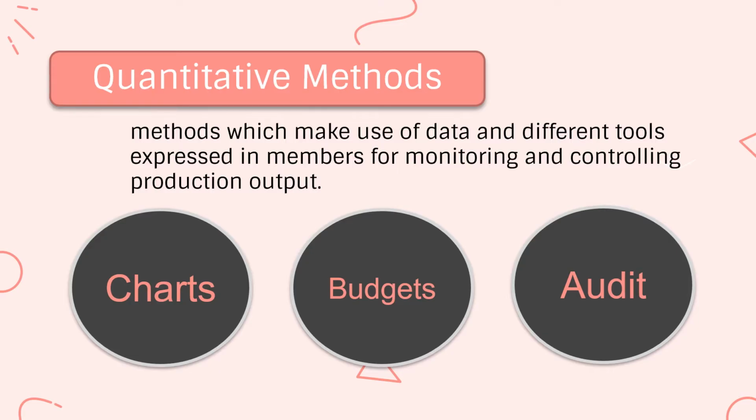Quantitative methods are methods which make use of data and different tools expressed in numbers for monitoring and controlling production output. This means you are actually quantifying something. So we have quantity; it can be numbers or certain outputs. Under quantitative methods, we have charts, budgets, and audit. So let's discuss charts first.